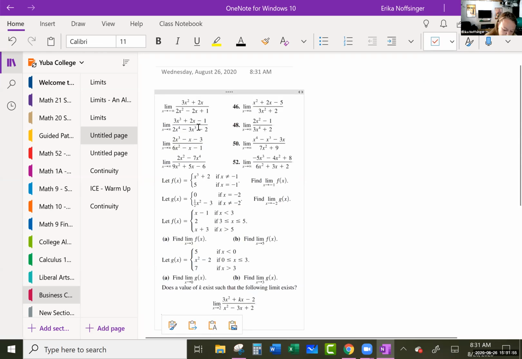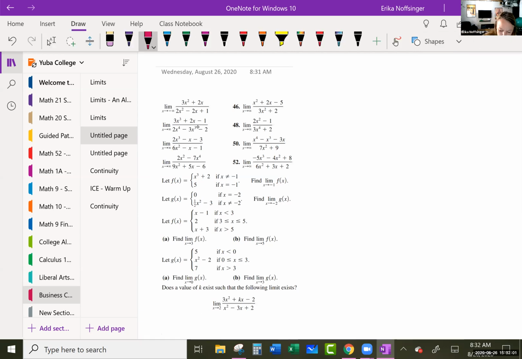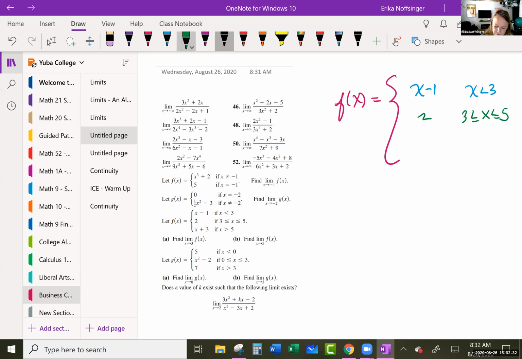Okay, once again, we're looking at this f of x. This is equal to x minus 1 if x is less than 3. We're going to have just 2 if x is between and including 3 and 5, so 3 is less than or equal to x is less than or equal to 5. And we're going to use the equation x plus 3 if we have a value of x which is bigger than 5.